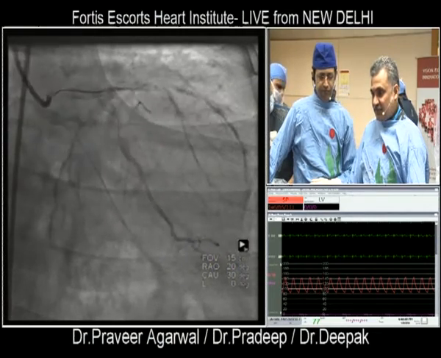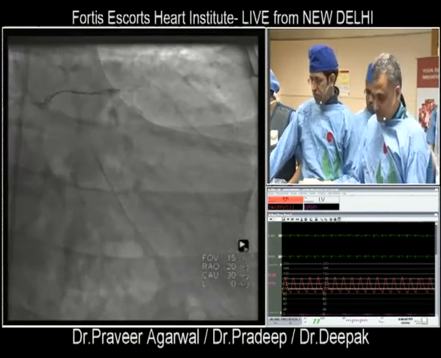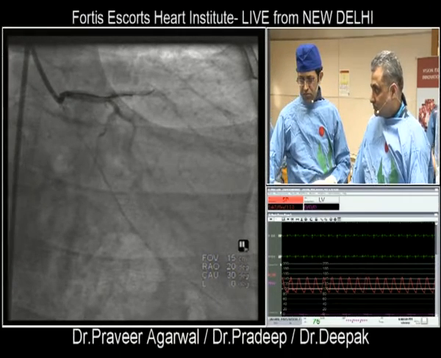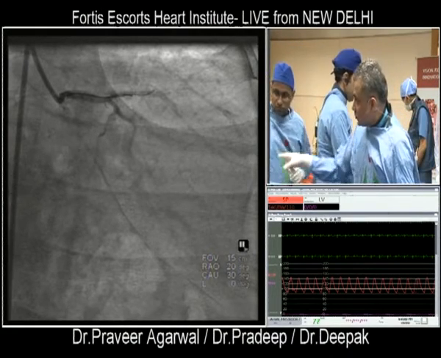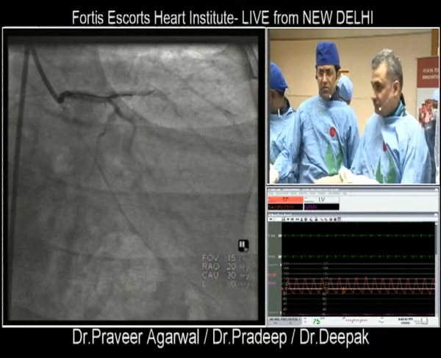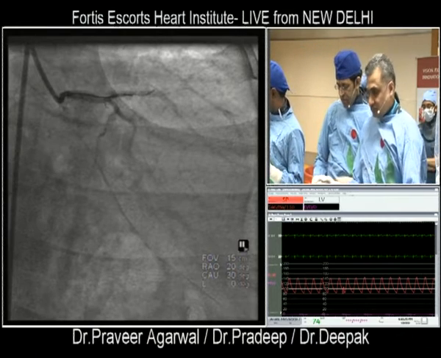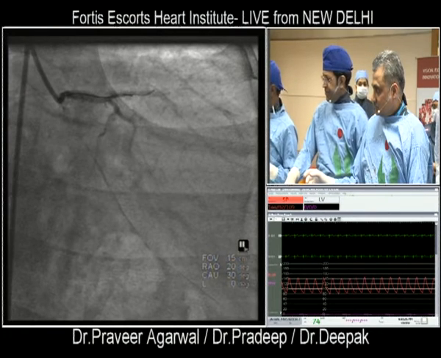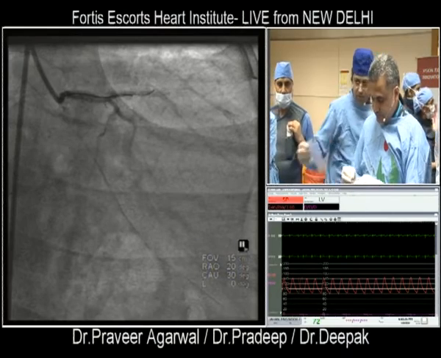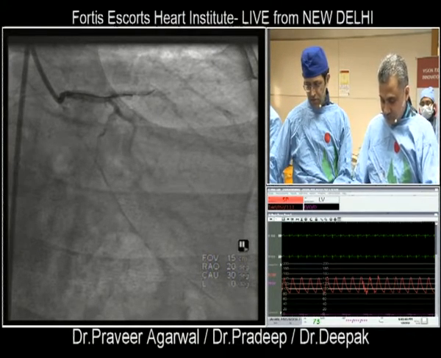So short of that, I think the plan should be that we dilate it gently and see whether the plaque shifting is not there in the diagonal and we can wire that. Can we have a 2 millimeter balloon, please? And despite the closure of this diagonal, the patient is not having any angina. The flow is almost stopped. 2 by 15. 20. Short of Crusade, anything else we can try? So, is your plan, no suggestions.